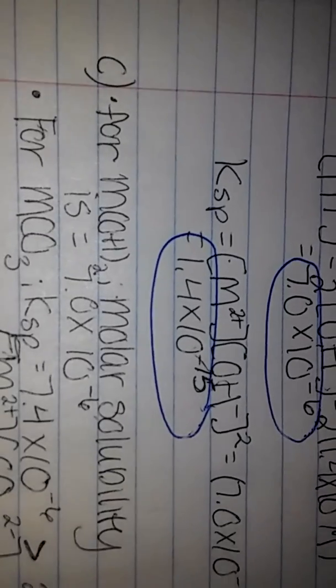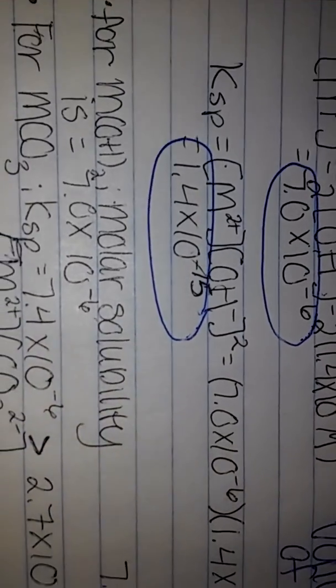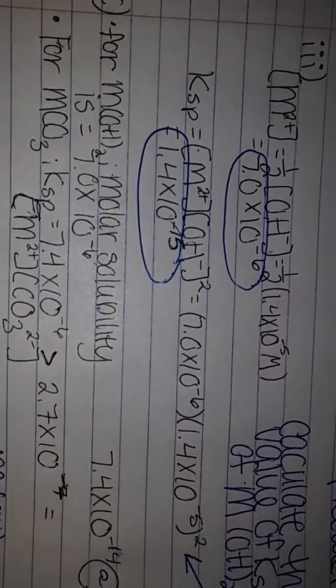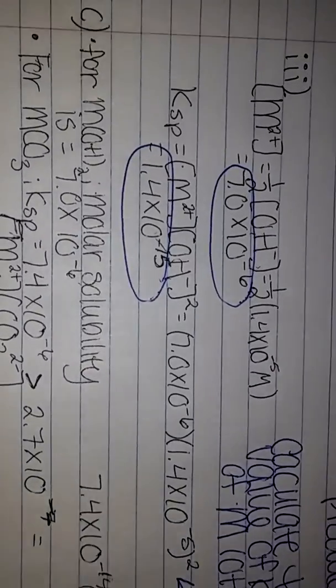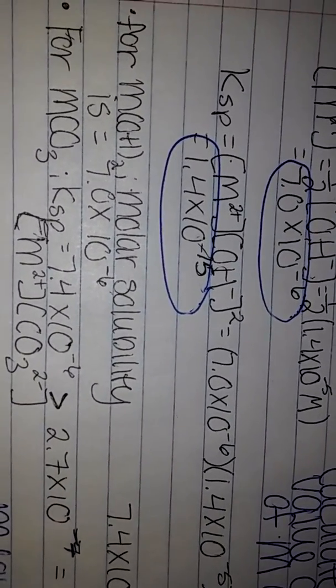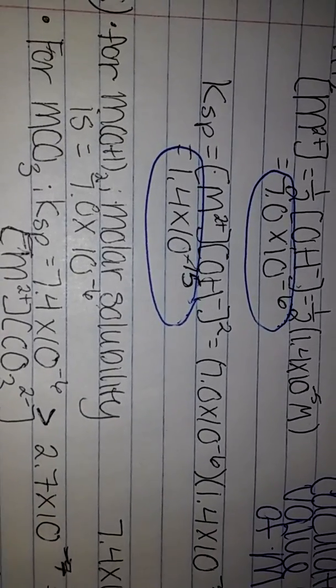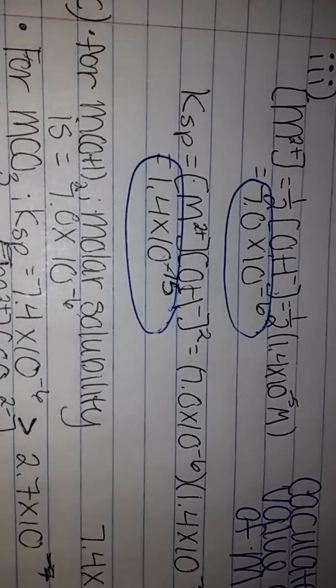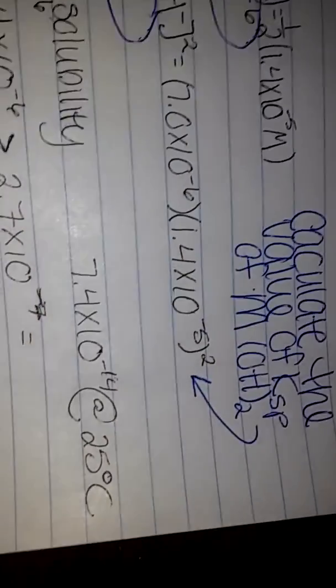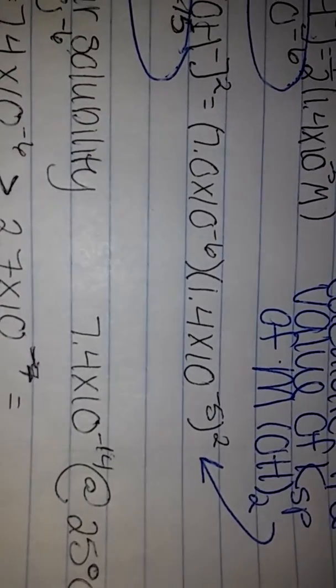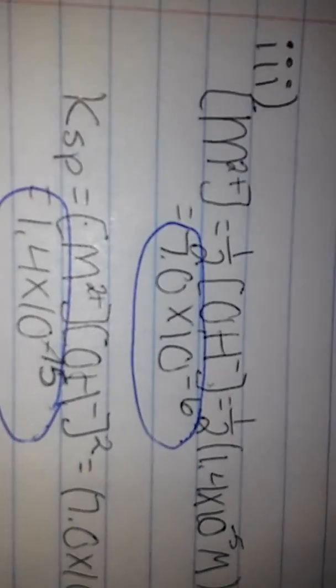After that, you need to find the Ksp value, and you would do the M positive charge of 2 times the OH negative charge with the exponent of 2, and this is what you should do. You should do 7.0 times 10 to the negative 6, which you found up here, and 1.4 times 10 to the negative 5th, which you found up here. And you should get 1.4 times 10 to the negative 15th.